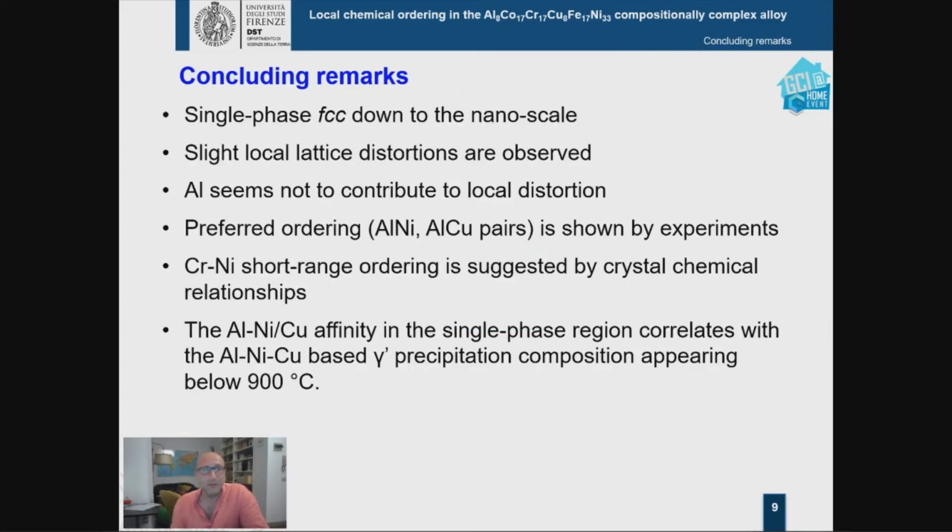So to conclude, we show that our alloy is a single-phase FCC down to the nanoscale. We were able to quantify slight local lattice distortions, and also to see that aluminum does not contribute to these distortions. We quantified preferred ordering between aluminum, copper, and nickel. And also by crystal chemical relationship, we were able to infer some short-range ordering between chromium and nickel. The short-range ordering results that we obtained are important because this affinity between aluminum and nickel and copper in the single-phase region correlates with the aluminum-nickel-copper-based gamma-first precipitation that appears below 900 degrees. And as we already said, this greatly influences the mechanical properties.